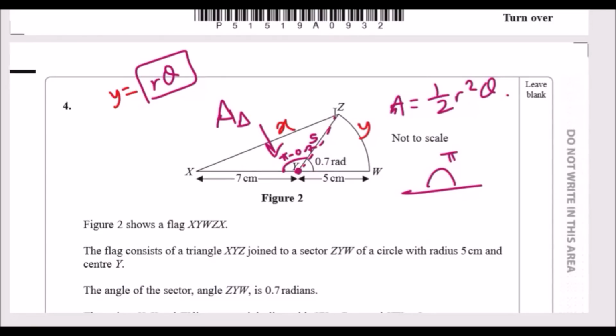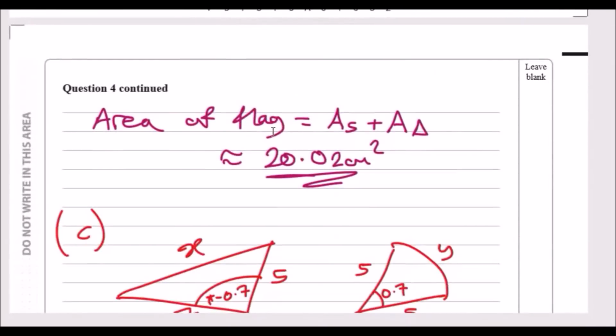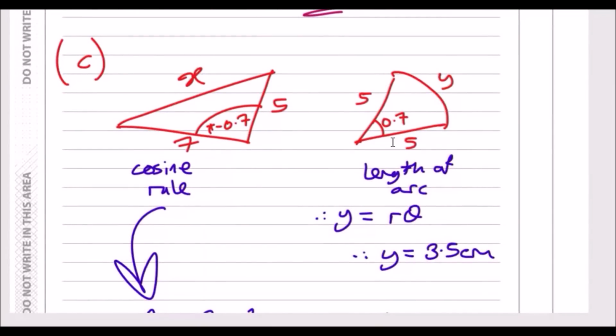So just keep this shape in mind and have a look at what I did here. In part C, I split it into two parts. So we've got the length X like I showed you, and the arc length Y. So Y is r theta, which is easy to deduce. It'll just be the radius, so 5 times 0.7. And that should give us 3.5.